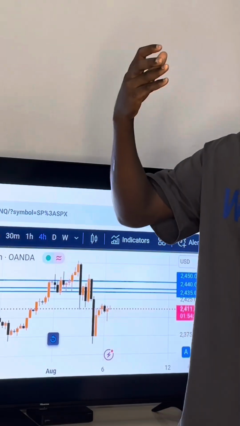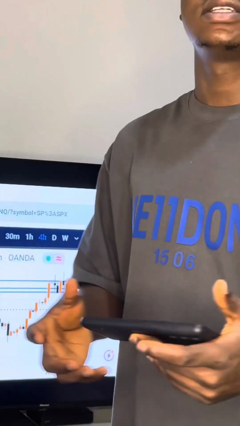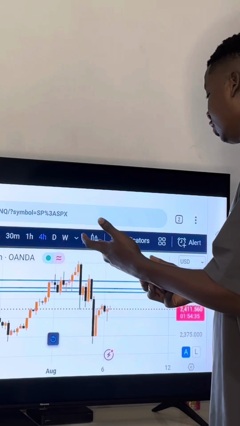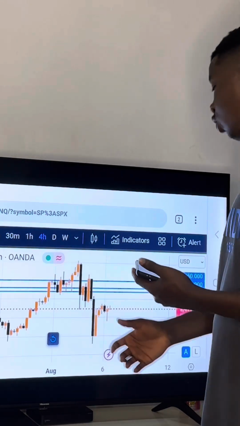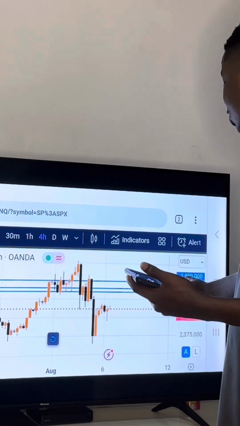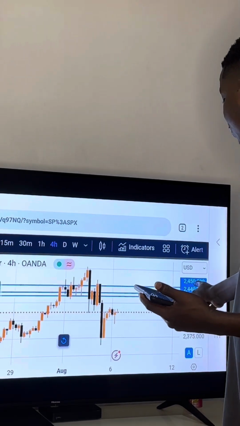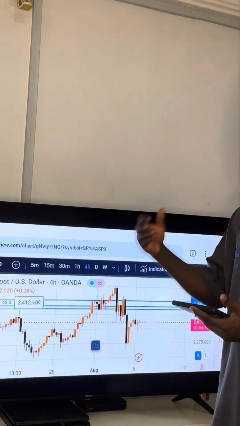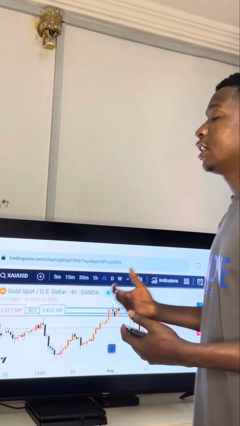Okay, let me explain more about psychological zones. They are whole numbers that you look at in gold, just like this 2450. 50 is a whole number, 40, 35. All these are whole numbers that you look at in a zone.